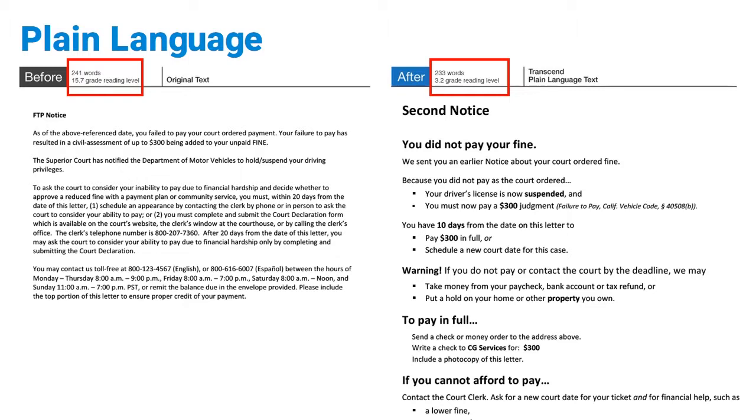By using plain language, you make your content more readable to people who may have low literacy, limited English-speaking skills, or cognitive disabilities. Not only will most readers be able to understand the simpler English, but fewer words means spending less money on translation as well.